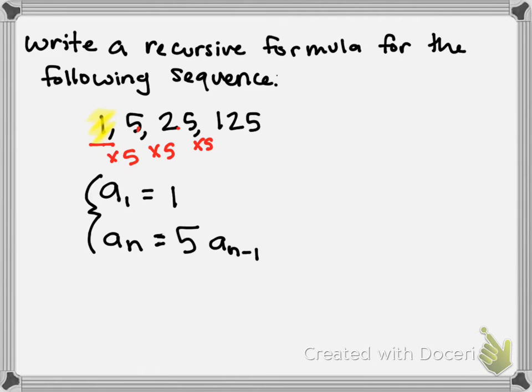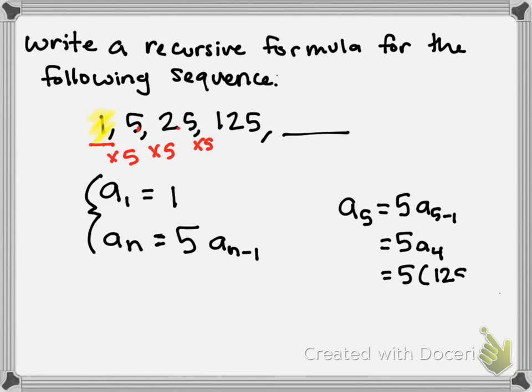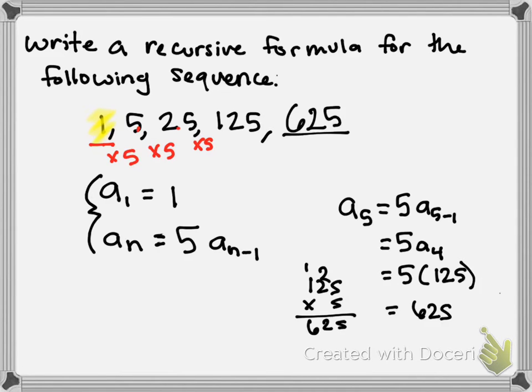So if I wanted to find the fifth term here, how would I do that? The value of the fifth term is 5 times the value of a sub 5 minus 1, which is 5 times the value of the fourth term, which is 5 times 125, right? What is 125 times 5? Well, if we do the math, we get 625. So my next number would be 625, and it would continue forever.